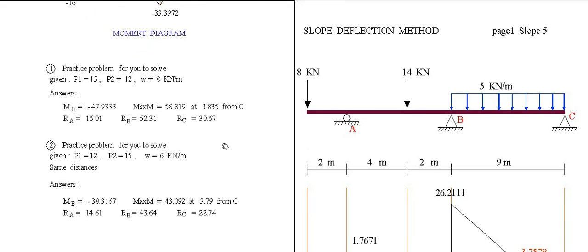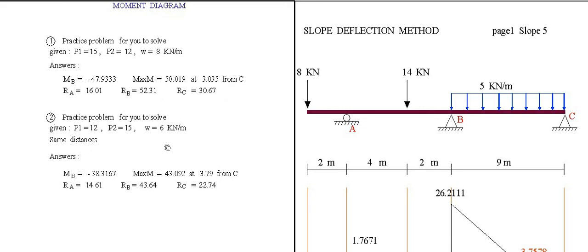Then the second challenge problem is that P1 is 12, P2 is 15, and W is equal to 6. Then the answers are this.